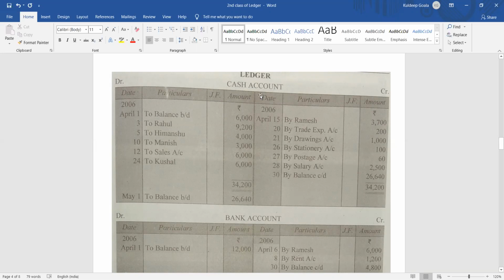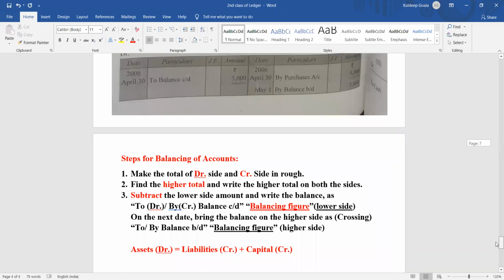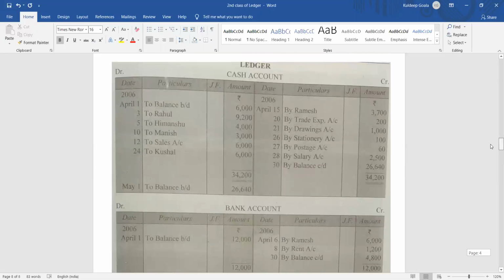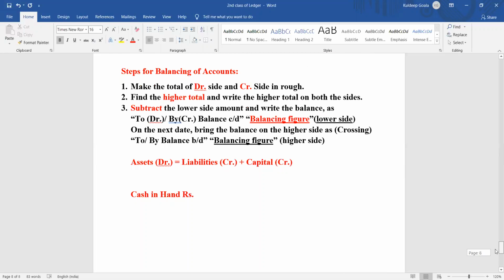So first one, cash account. What is the closing balance here? 26,640, right? So I'll just write down the closing balances here. Cash in hand. Why in hand? Because there's another item called cash at bank also, the amount of money which is there in the bank. Just let's confirm the amount was 26,640, right?